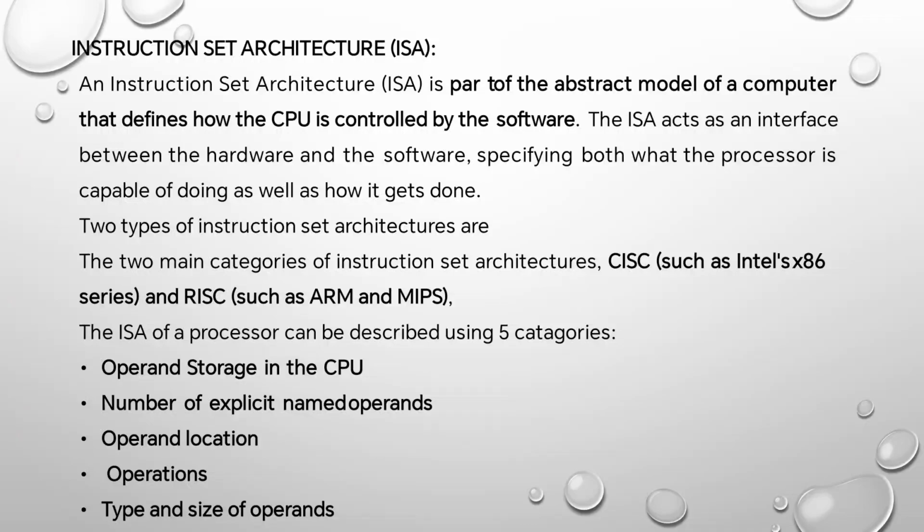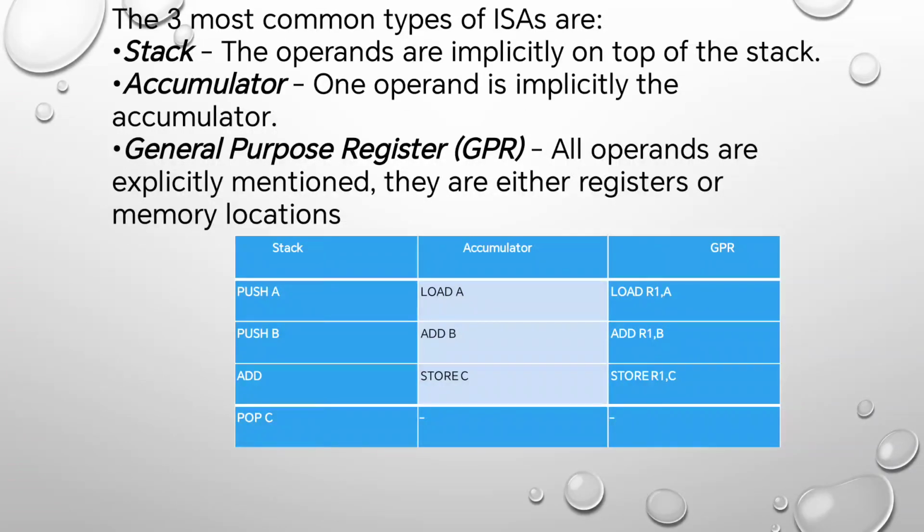CISC and RISC. The ISA of a processor can be described using 5 categories: operand storage in the CPU, number of explicit operands named, operand locations, operations type, and size of operands. The most common types of ISAs are stack, accumulator, as well as general purpose register.